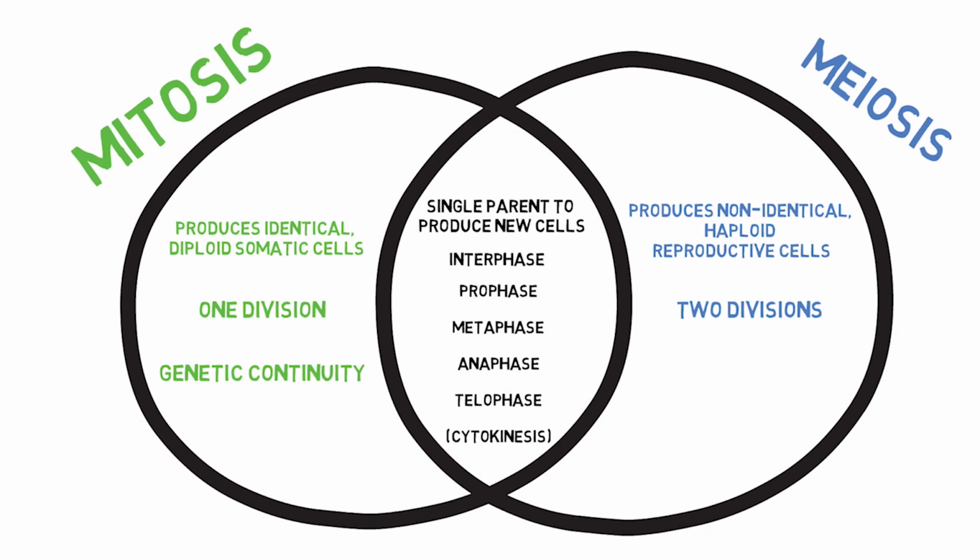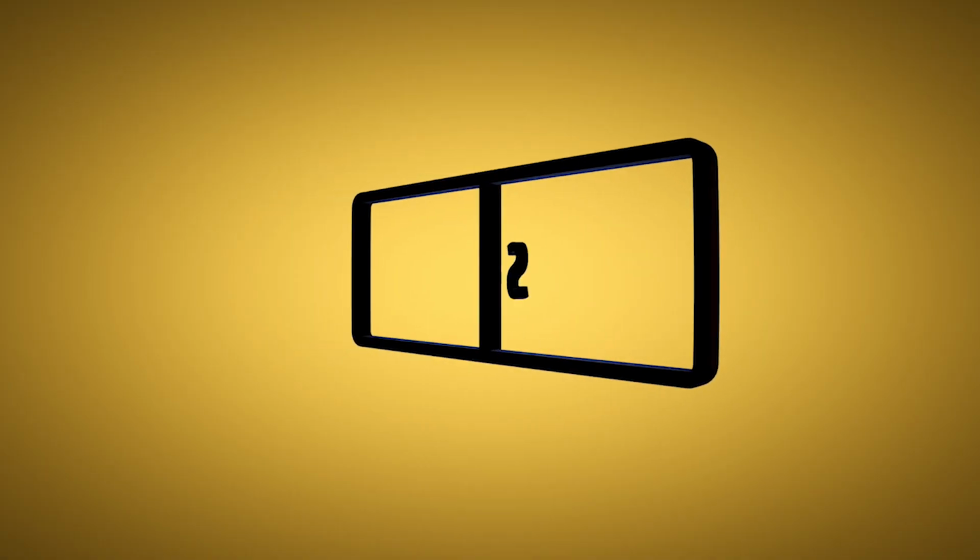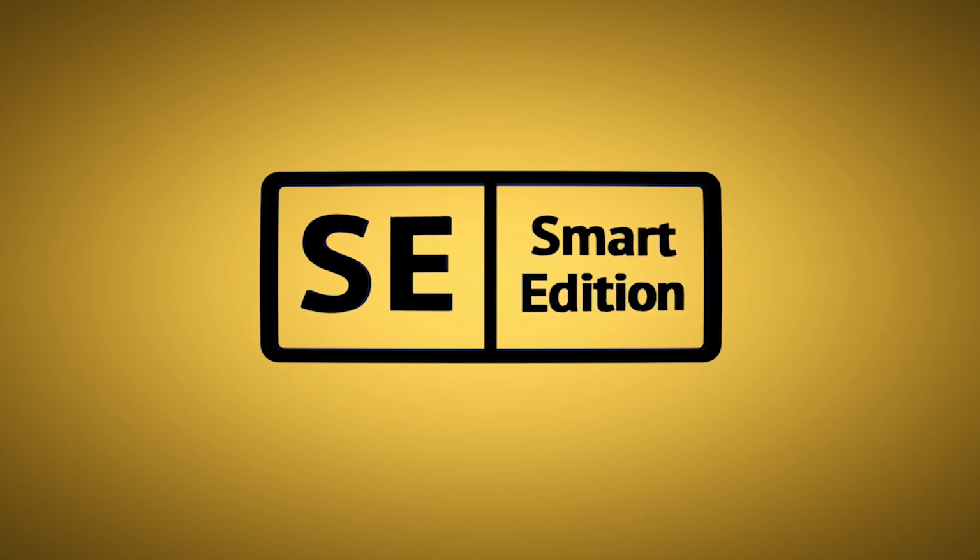Lastly, mitosis guarantees genetic continuity, while meiosis encourages genetic variation accomplished during crossing over. This concludes Smart Addition's video tutorial on cellular reproduction. Please refer to the accompanying text for additional content support.